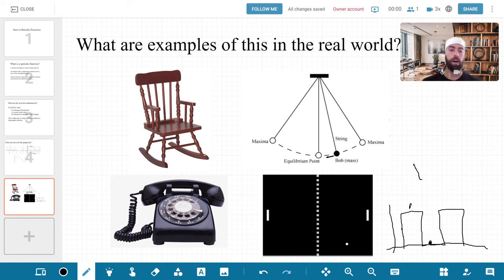And a game of Pong, if you assume just measuring its x-coordinate left and right, assuming that you're not playing the versions where it speeds up as the game goes on.